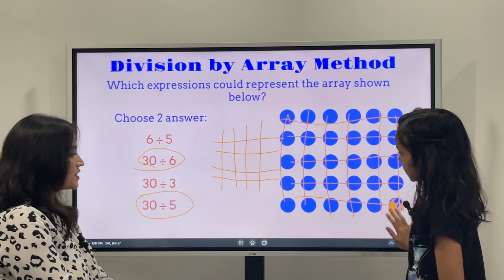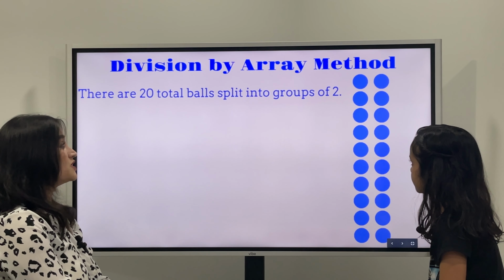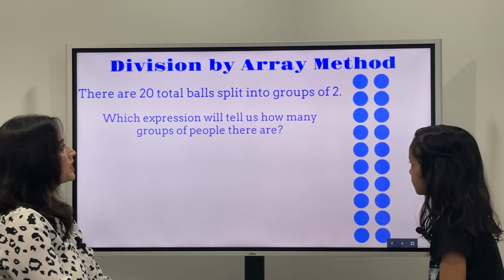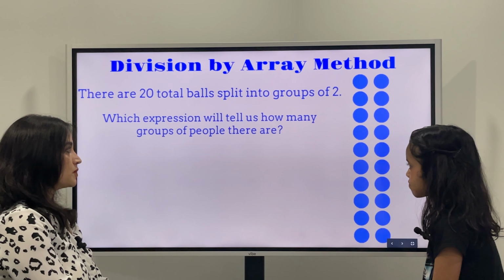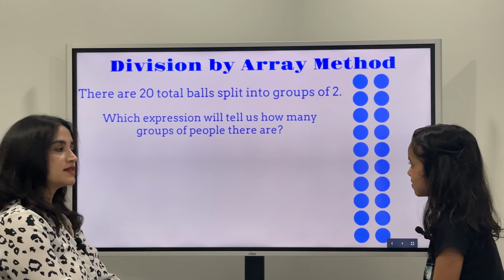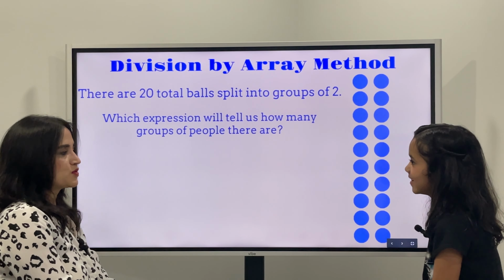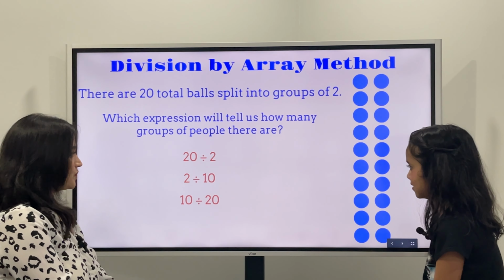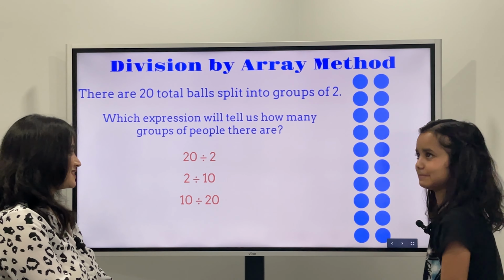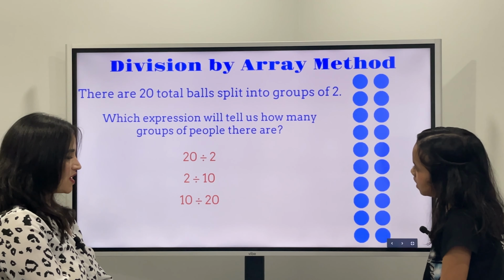Okay, let's go to the next one. There are 20 balls split into groups of 2. Which expression will tell us how many groups of balls there are? Since we have balls, we can talk about the balls. So 20 divided by 2, or 2 divided by 10, or 10 divided by 20. Which one is the right answer?